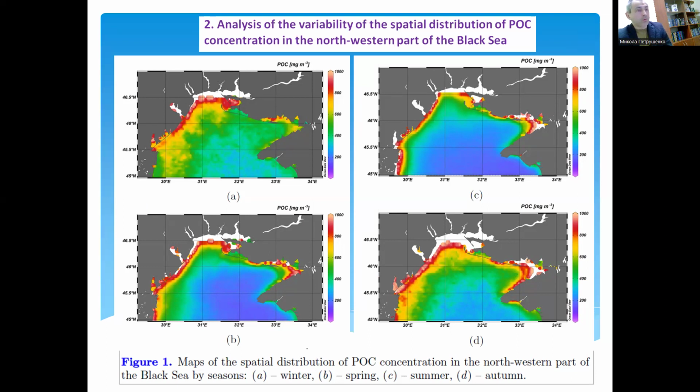The built maps are shown in Figure 1. In Figure 1a, for example, the maximum concentration of POC is observed along the coast from the Yehorlytska Bay to the Kiliya mouth, as well as in the area of the Yarylhach Bay. From these areas with the maximum concentration of POC, its decrease spreads to the south of the northwestern part of the Black Sea.